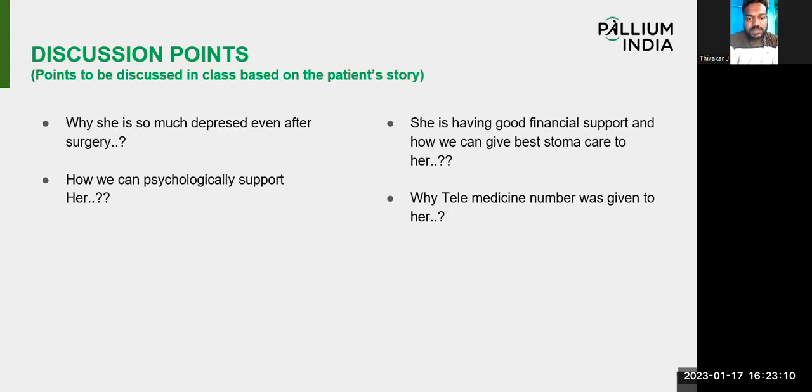Suppose there is an emergency at night. Ma'am, he will go at any time, but if he is not attending, then she can report to the hospital at any time. Okay. Third point to discuss: how can we psychologically support her?